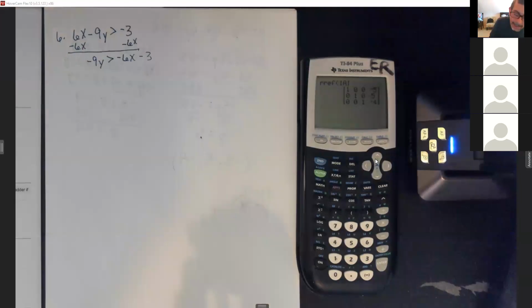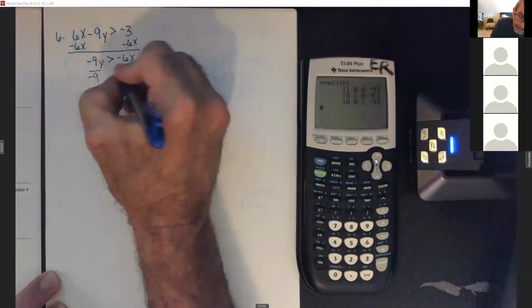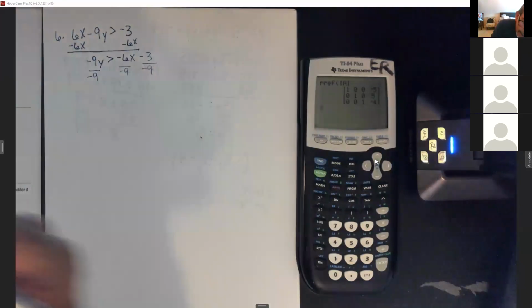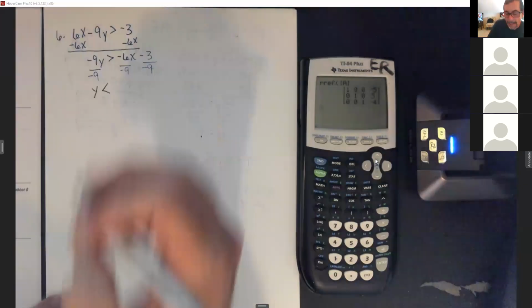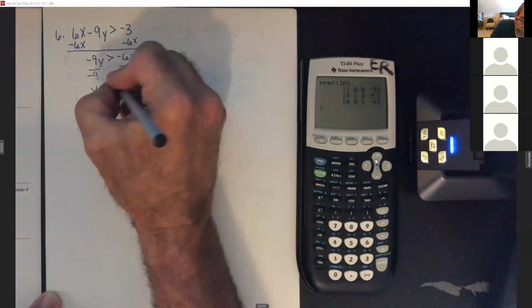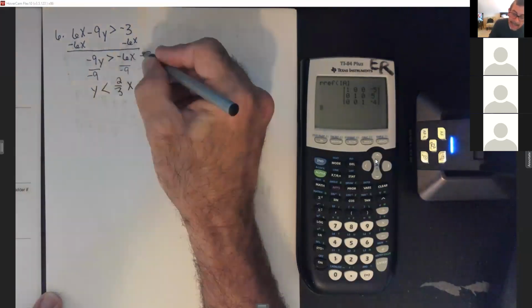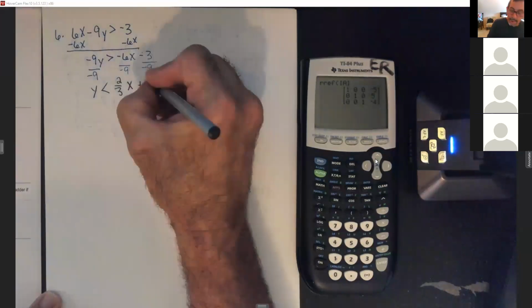All right, now I need to divide everybody by that -9. Now, since I'm dividing by negative, remember at this point, I got to reverse the direction of the inequality. So I get a y is now less than. All right, that gives me a negative divided by negative is going to be a positive 6/9, but I'm going to reduce that to a 2/3 x. And then here's a negative divided by negative. That's going to give me a positive. And I'm going to reduce that to a 1/3.